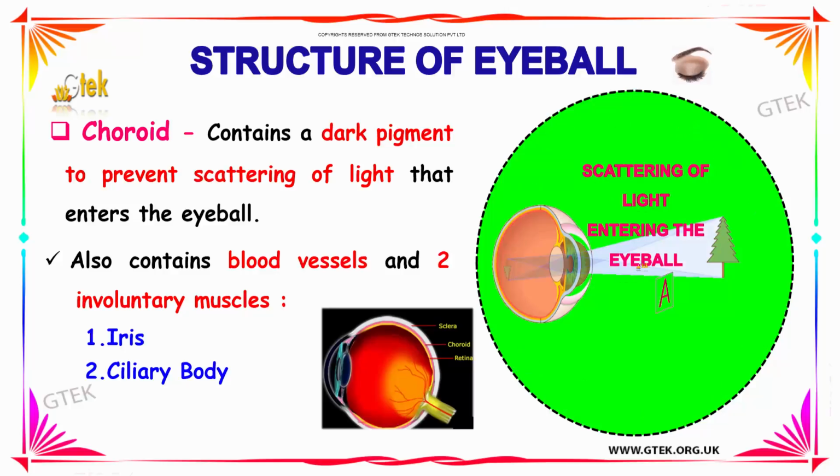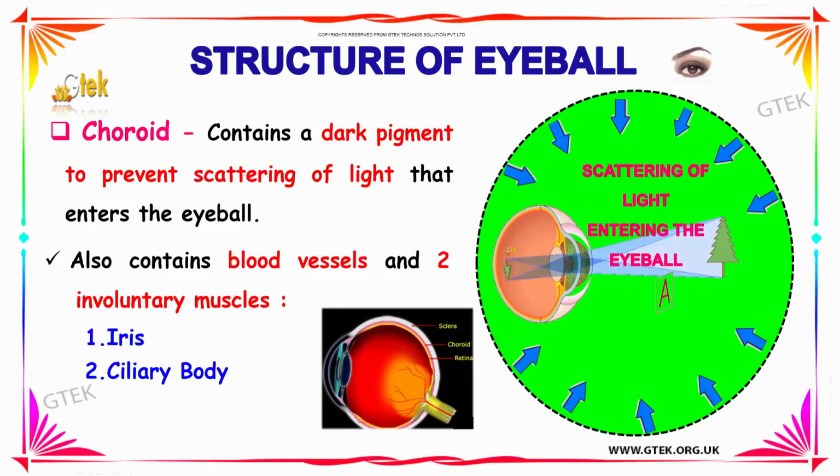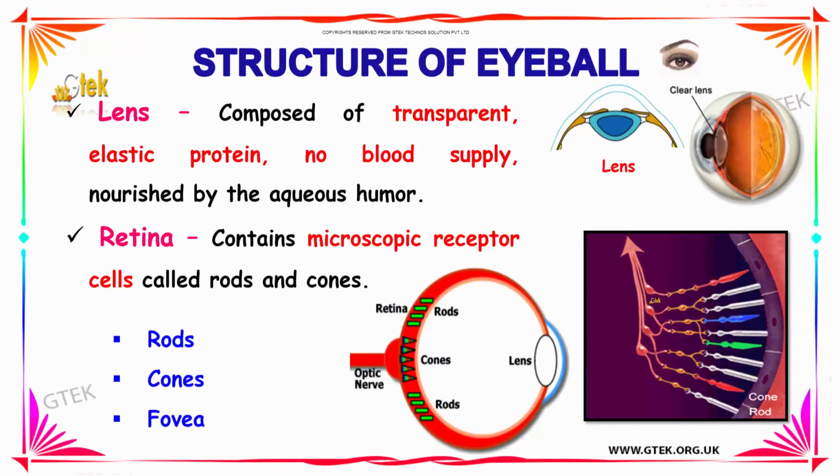The scattering of light in the eyeball occurs as depicted in this diagram over here. The focus goes over here. As you can see, your A has been focused by the lens of your eye and it appears as this. Similarly, the tree over here is focused into the eye and it appears inverted over here inside your eyes. Our eyeball has the next structure as the lens. The lens is nothing but a transparent elastic protein, and it doesn't have any blood supply. It is nourished by aqueous humor.